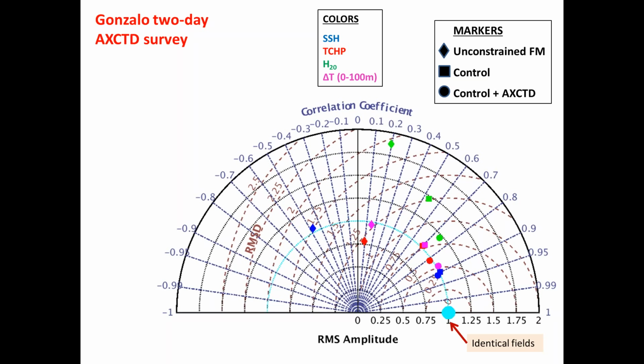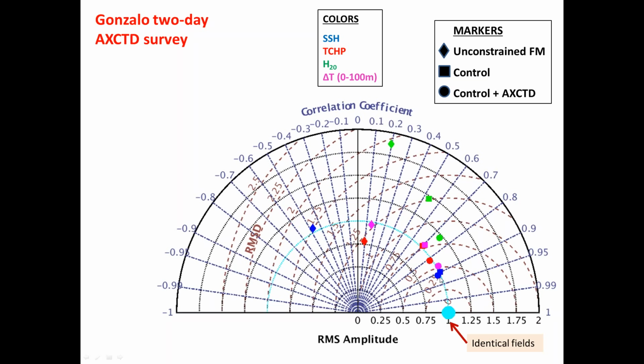Now, for all 4 variables, if you look at the 4 diamonds, the unconstrained forecast model for H20 and delta T and heat potential and the SSH, of course, insignificant correlation, the errors are quite large. If you look at the squares of the control experiment, you can see substantial improvement for all variables by assimilating the existing ocean observing system. And here you can see the additional improvement that you obtain by adding the AXCTDs to that. It's a modest but significant additional improvement for most fields, for example, H20. For the case of SSH, we don't see a significant improvement.